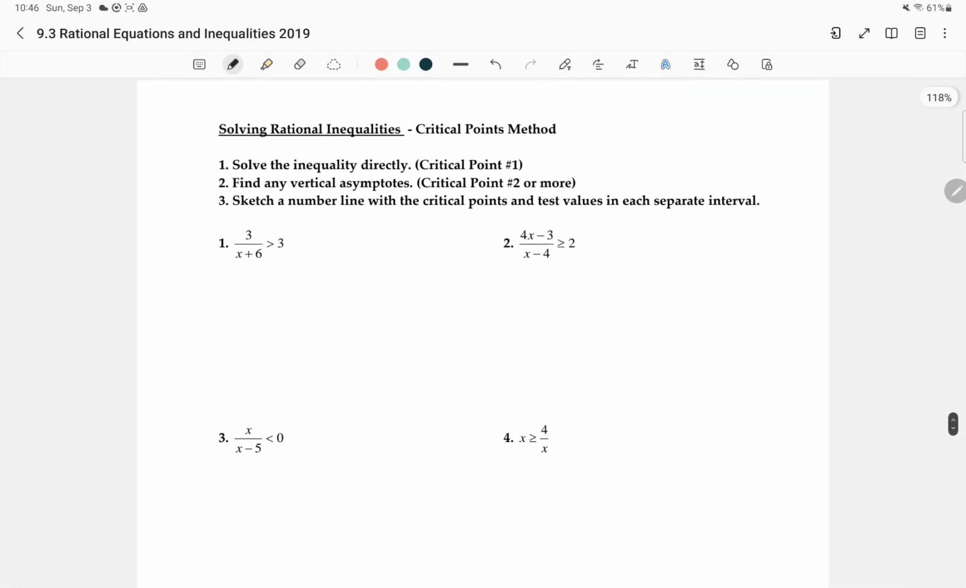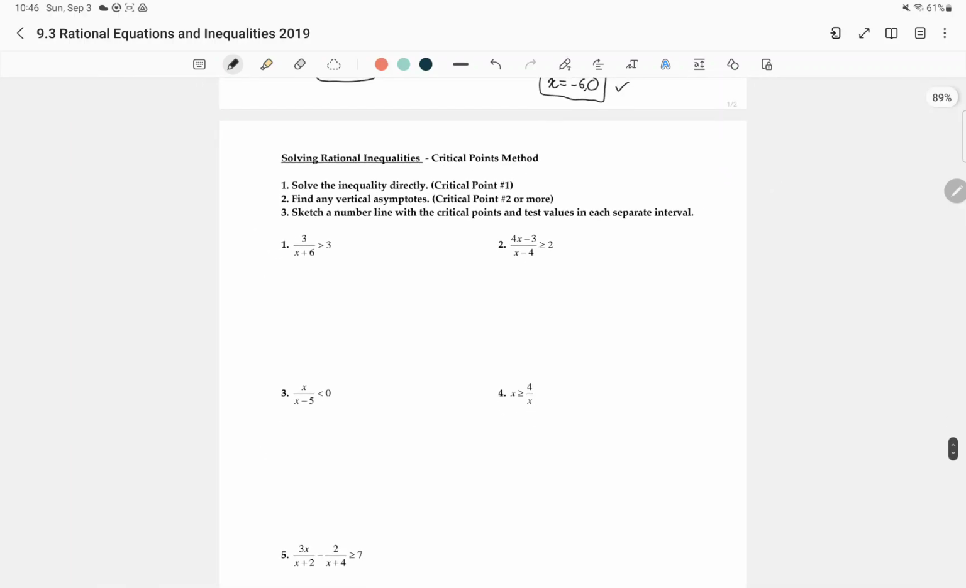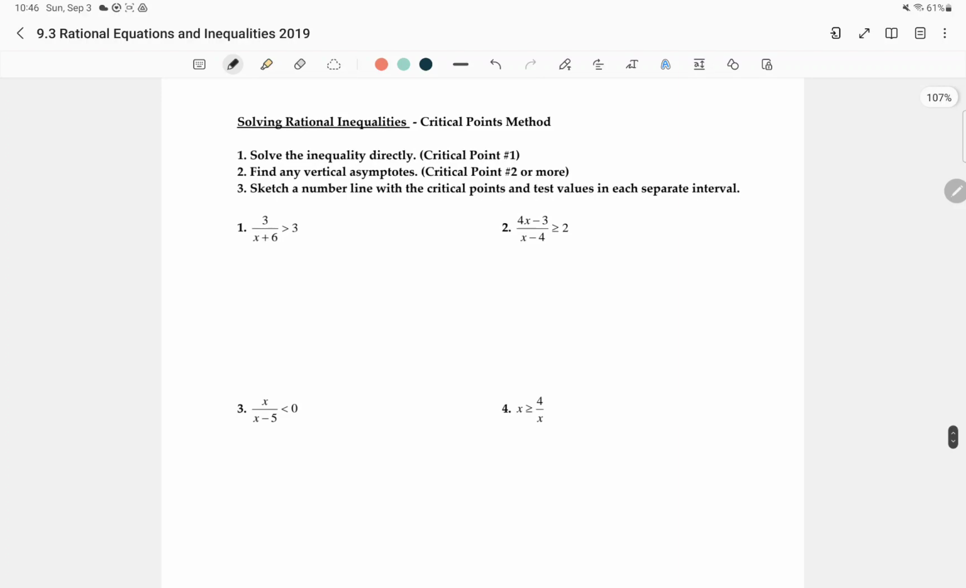Alright. The next part of the notes is going to be solving rational inequalities, and the method we use in Precalculus is called the critical points method. It has 3 steps right here. The first one is you want to solve it directly. I'll show you what this means in a second. Then you find any vertical asymptotes, so that's our second critical point. I'll also show you this in a second. And then you want to sketch the number line. It helps you visualize, and then you want to find those areas.